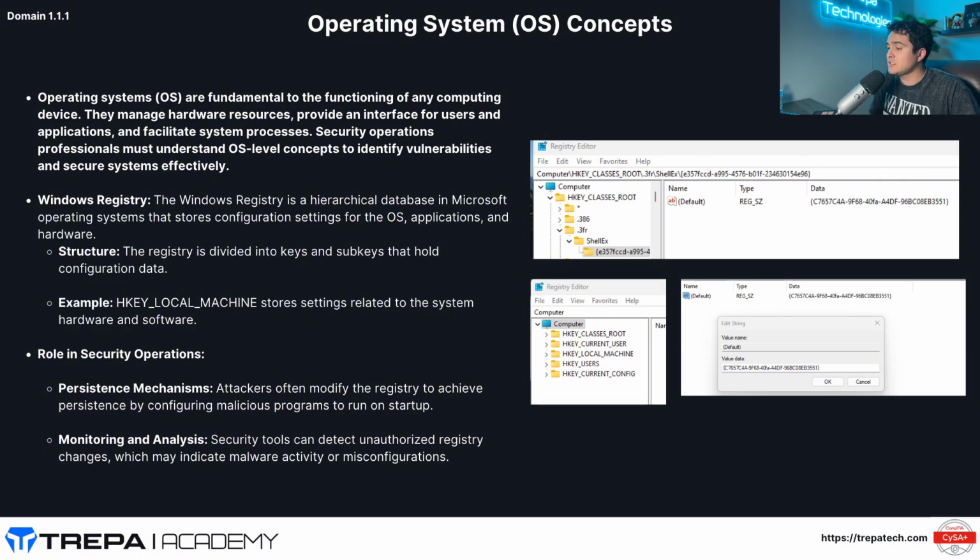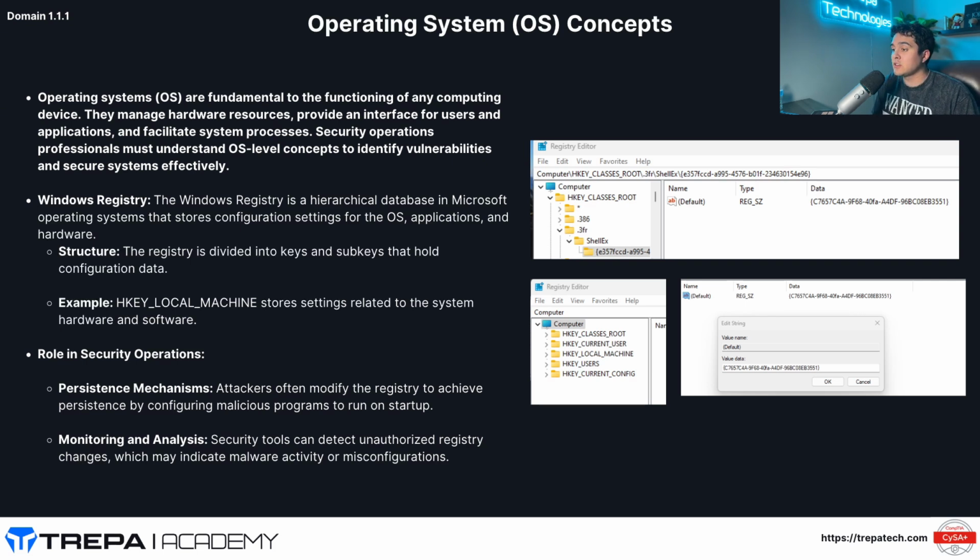So we're going to have keys, subkeys that are going to hold values that, if those values could be exploited or changed, could cause issues on the operating system. If something malicious creates a registry key, that can also create persistence on our system. We don't want that. We don't want them to have persistence, a backdoor or a way to always get in. So the role in security operations: attackers often modify the registry to achieve persistence and configure programs to run on startup.